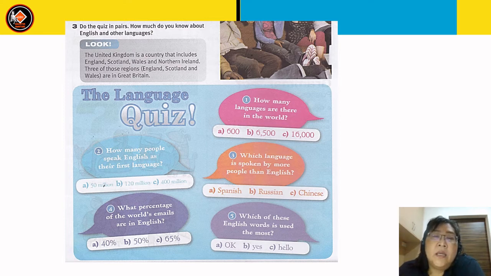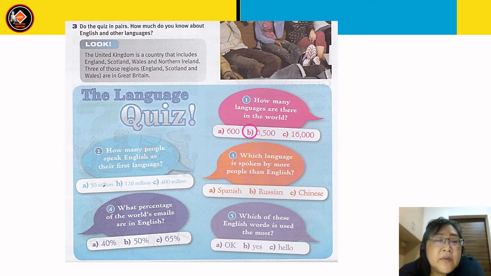Number 1. How many languages are there in the world? So what do you think is the correct answer? A. 600, B. 6,500, and C. 16,000. So the answer is B, 6,500.